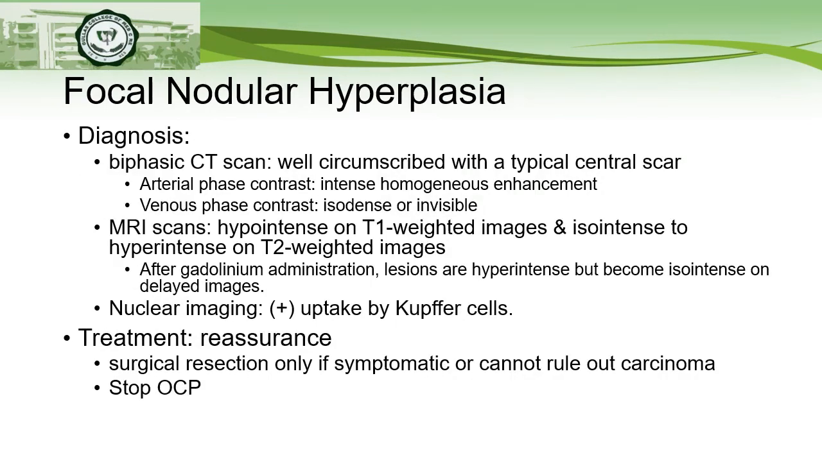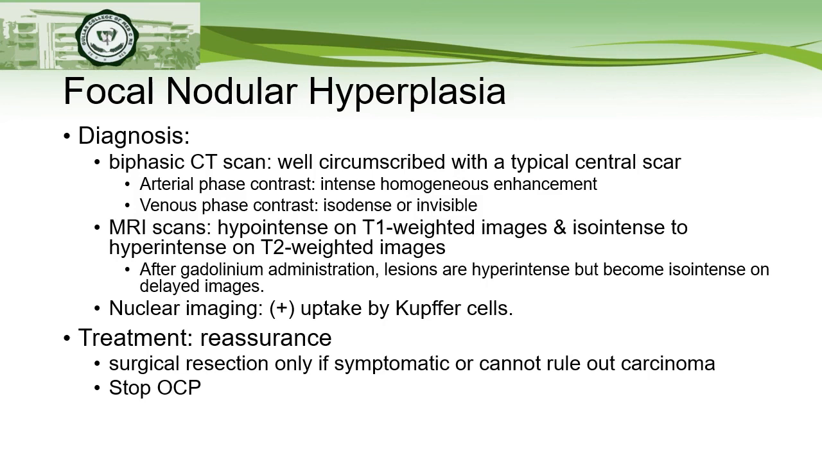On a good quality biphasic CT scan, this is essentially diagnostic of FNH. It shows a well-circumscribed lesion with a typical central scar. They show intense homogeneous enhancement on arterial phase and are often isodense or invisible compared to the background liver on venous phase. On MRI, FNH lesions are hypointense on T1 weighted images and isointense to hyperintense on T2 weighted images. After gadolinium administration, lesions are hyperintense but become isointense on delayed images. The fibrosepta extending from the central scar are also more readily seen in MRI.